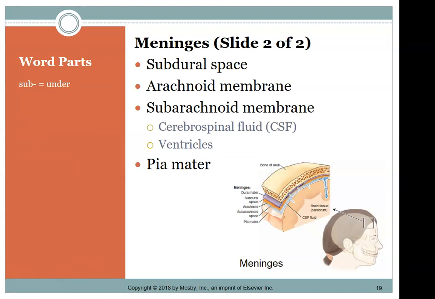The space underneath the dura mater is the subdural space. The next layer is an arachnoid membrane. It is a thin, delicate membrane that takes its name from its spidery appearance. A space underneath is called the subarachnoid space, which contains the cerebrospinal fluid. The fluid is continuous with the ventricles of the brain. The final layer is the pia mater, literally the soft mother, which is a thin vascular membrane. And then your word parts is sub equals under.